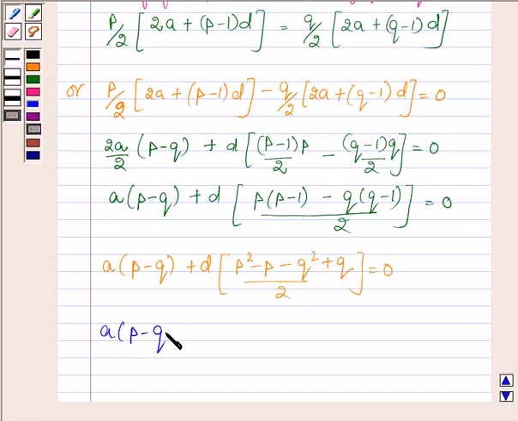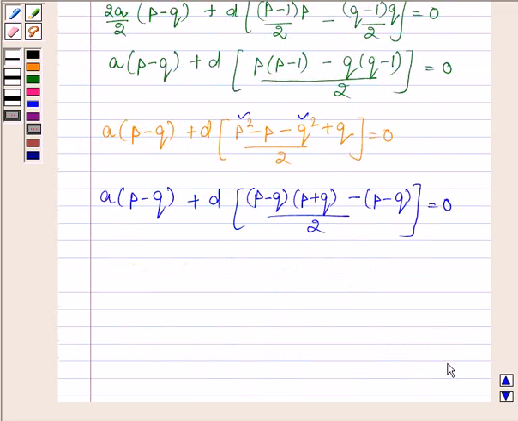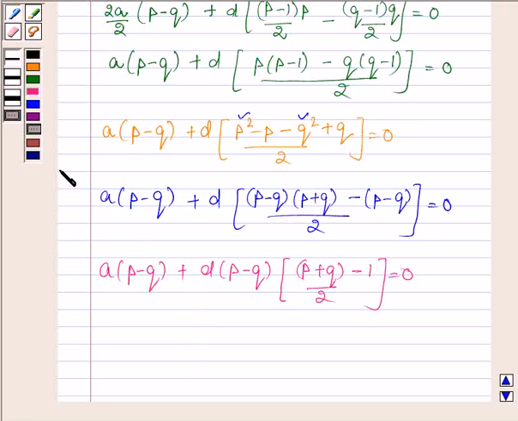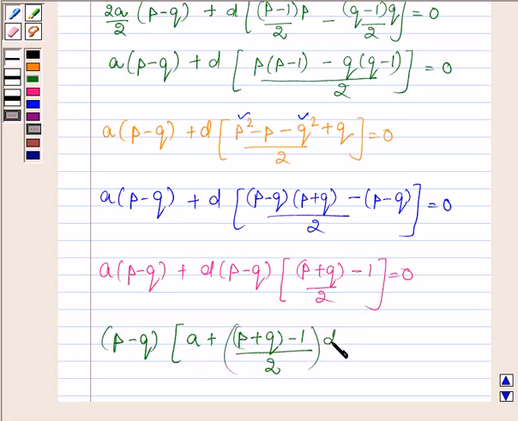Or a into p minus q plus d. Now p square minus q square is p minus q into p plus q minus of p minus q upon 2 is equal to 0. Or we have a into p minus q plus d into p minus q, taking common, we have p plus q minus 1 upon 2 is equal to 0. So now taking p minus q common, we have p minus q into a plus p plus q minus 1 upon 2 into d is equal to 0.